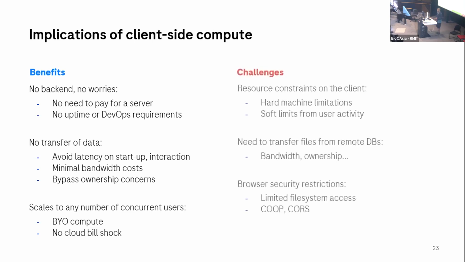Of course, it's not a free lunch. This strategy does have its own challenges, and the most obvious of these is that you're subject to the resource constraints on the client machine. So this is hard limitations like the number of CPUs that are available, the amount of RAM that's available, but there's also soft limits. So for example, Kana will only ever use 2/3 of the CPUs that are available on the user's machine. And that's to keep some CPUs free for the user to do other things while the analysis is running. So I like to watch YouTube, and it's hard to watch YouTube and analyze data if the data analysis is using up all the cores.